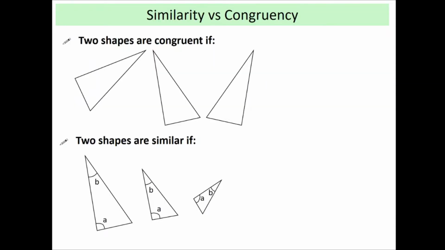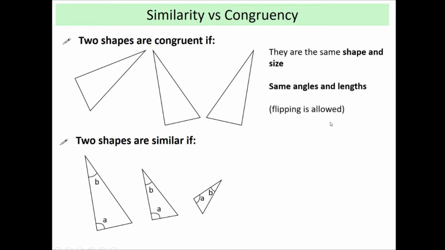For the first part, we need to understand the difference between congruent and similar shapes. Congruent shapes are shapes that are exactly the same, so they'll have the same size in length, and all the angles, interior angles, will be the same. And you're also allowed to flip the shapes back to front.